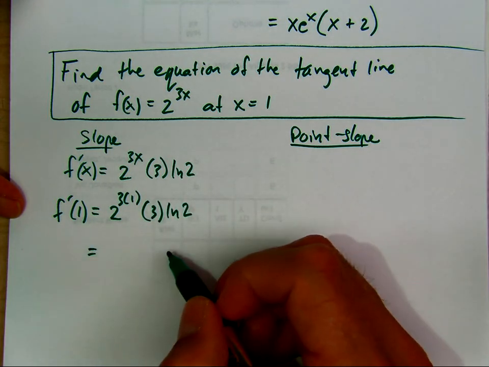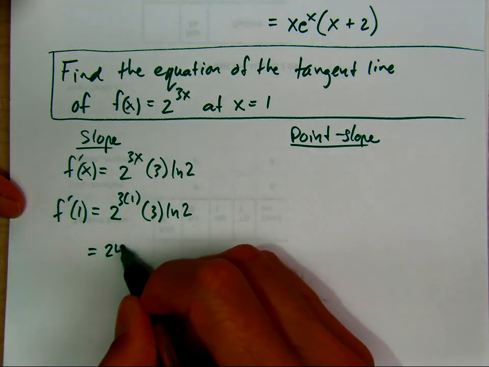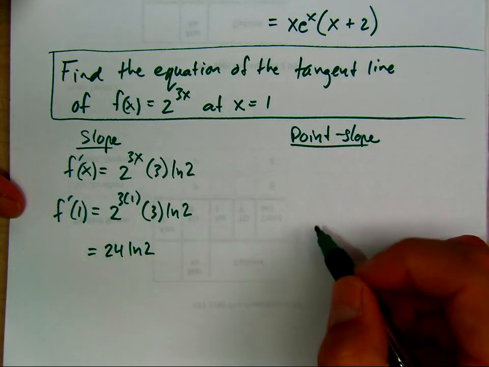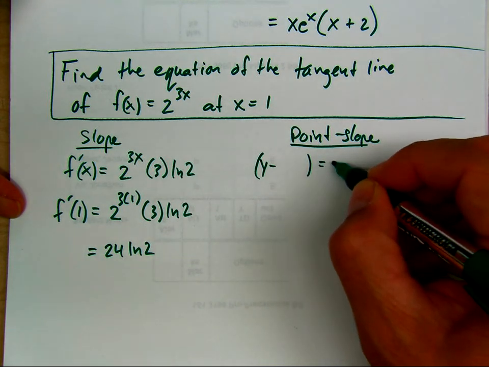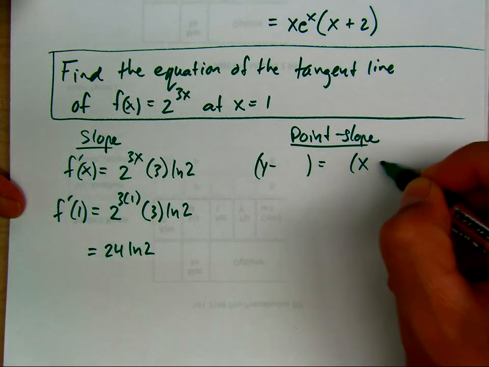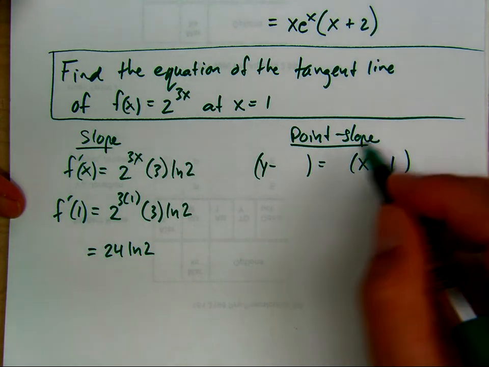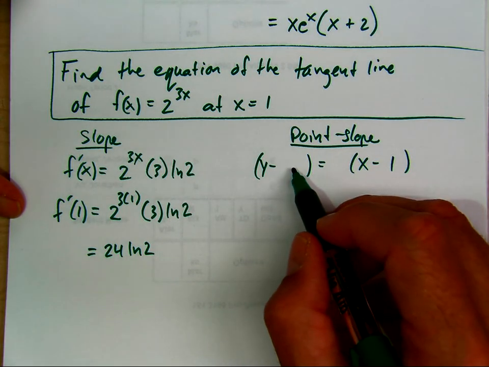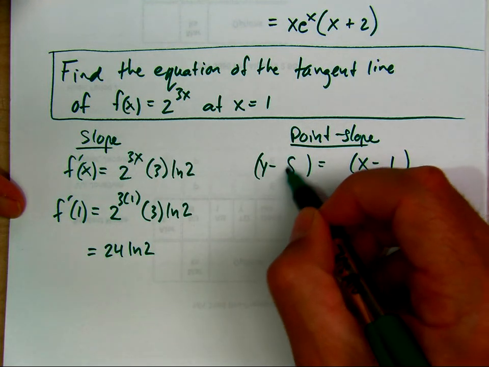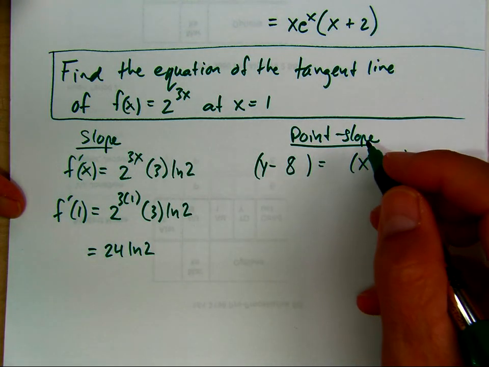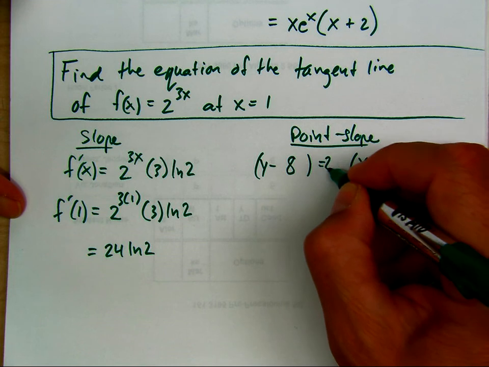So here we get 8 times 3, we have 24, natural log of 2, and then we'll have y minus y equals m times x minus x. The x value was given. We need the y value for that x value, so you put a 1 there, and so the y value is 8. And we know that the slope is 24 ln 2.